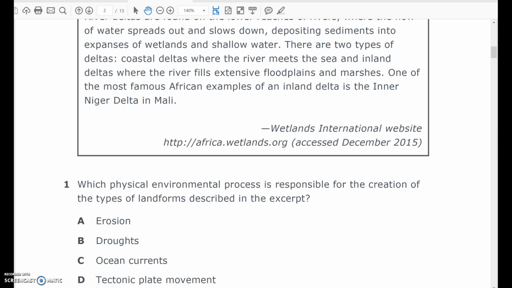Number 1. Which physical environmental process is responsible for the creation of the types of landforms described in the excerpt? A. Erosion. B. Droughts. C. Ocean currents. D. Tectonic plate movement.